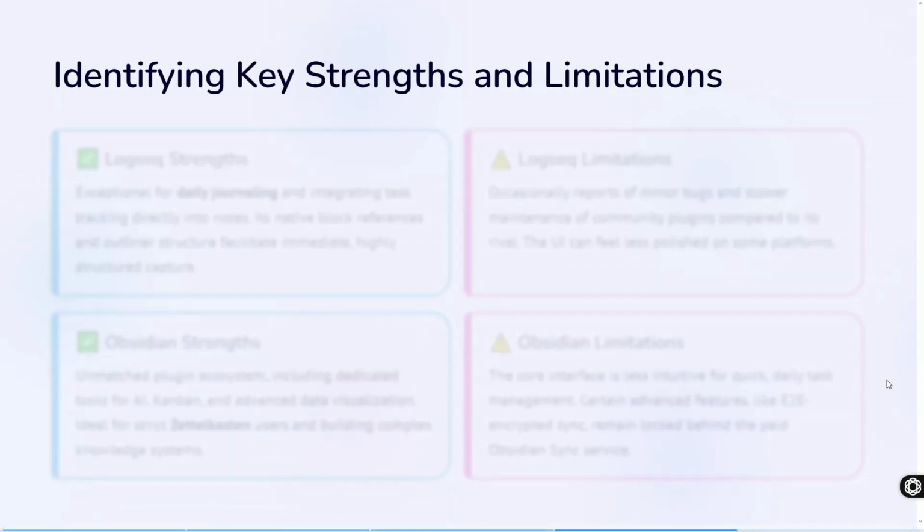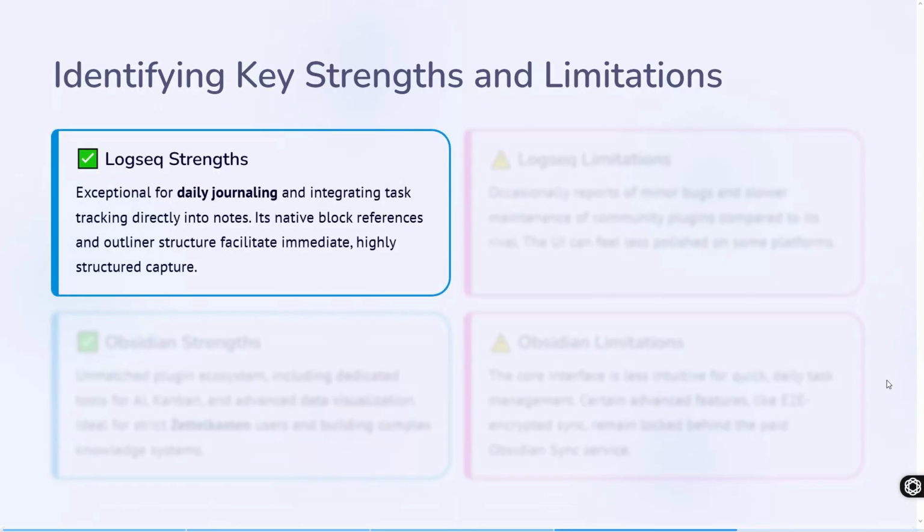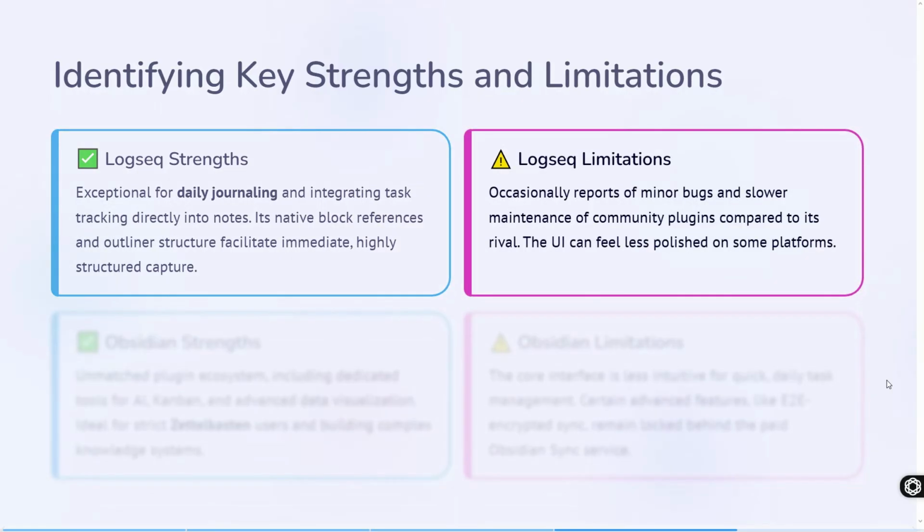Now let's go to the key strengths and limitations. Logseq strength: it is exceptional for daily journaling and integrating task tracking directly into notes. Its native block references and outliner structure facilitate immediate and highly structured capture. And for the limitations, there are occasional reports of minor bugs and slower maintenance of community plugins compared to its rival. The UI can feel less polished on some platforms.